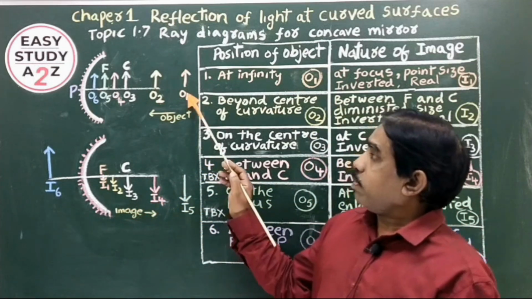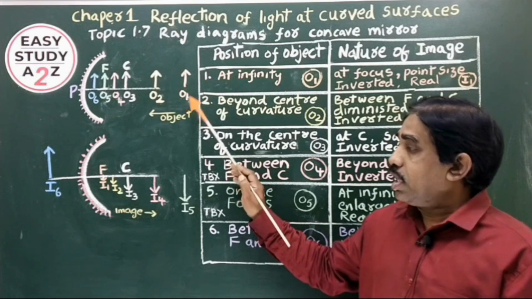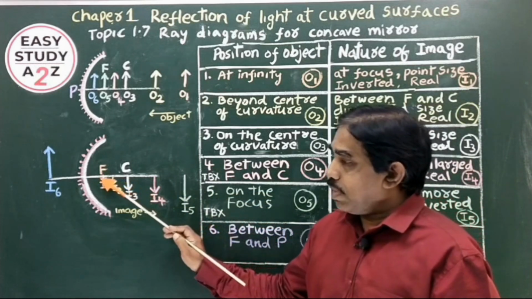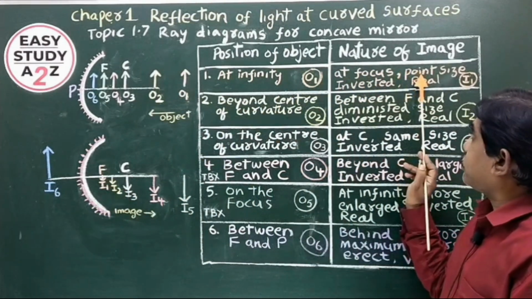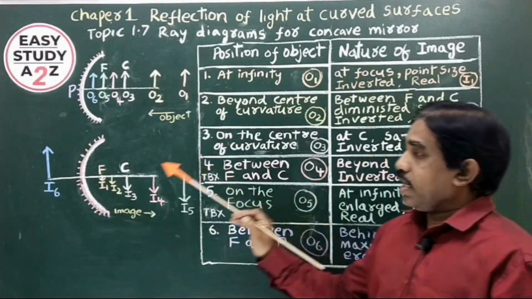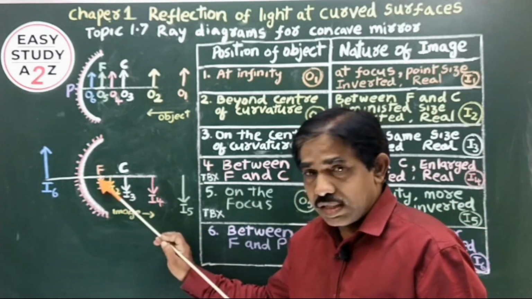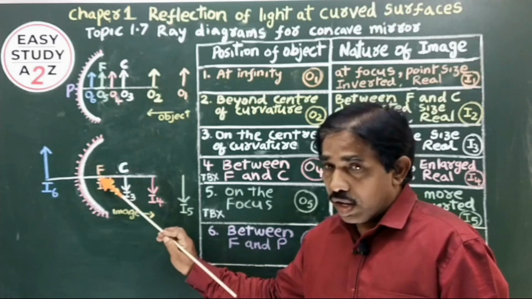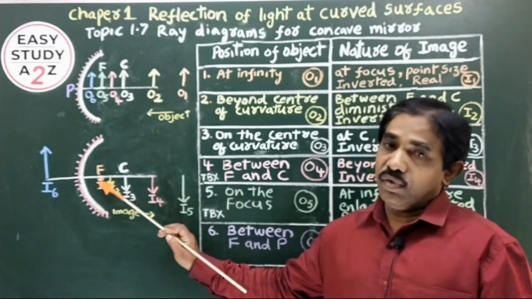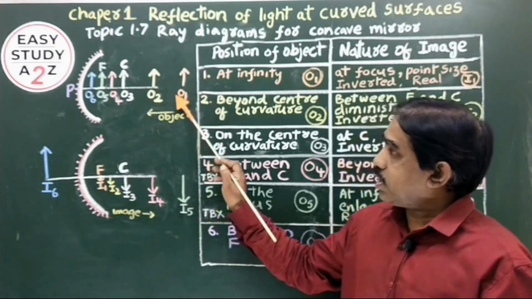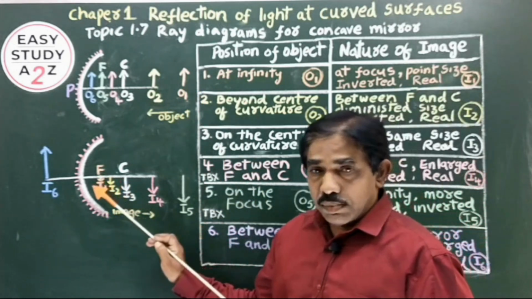See here, when the object is placed at infinity, that is a very far distance, then we get a point size image. It is inverted, and point size, and it is real, meaning we can catch it on the screen. It is not a point, it is point size, but if you carefully observe it will be inverted. So when the object is placed at infinity, we get a point size, inverted, and real image.